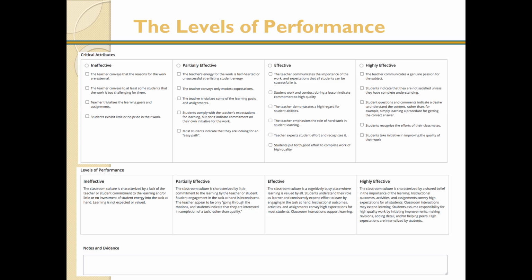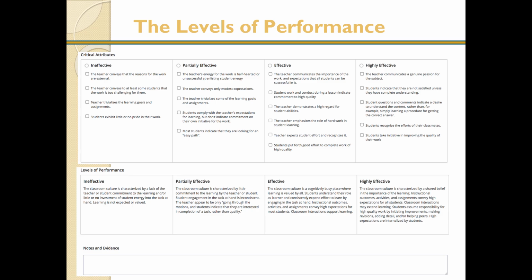For highly effective, the teacher communicates a genuine passion for the subject. Students indicate that they are not satisfied unless they have complete understanding. Student questions and comments indicate a desire to understand the content rather than, for example, simply learning a procedure for getting the correct answer. Students recognize the efforts of their classmates, and students take initiative in improving the quality of their work.